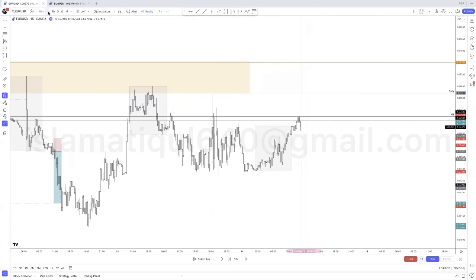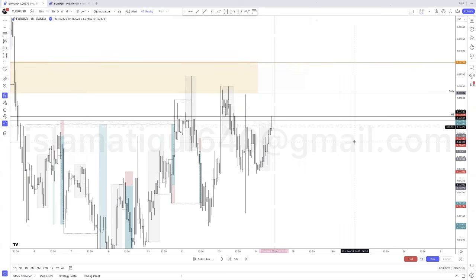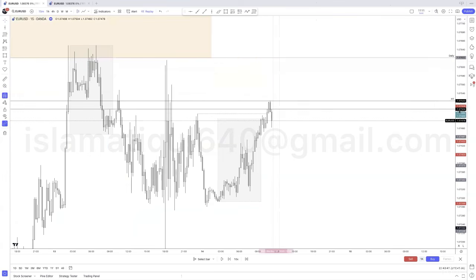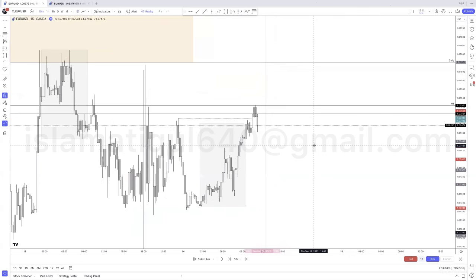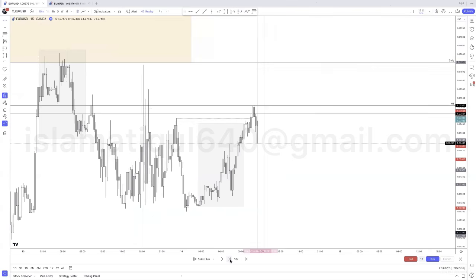Starting to drop. After the manipulation of Asia, we have a good rejection. The thing is timing. Time is a problem. They did not do the manipulation at the proper time. So they might even run above this high. Let's see. Oh, we're getting a breakout structure as well. Can you see that?